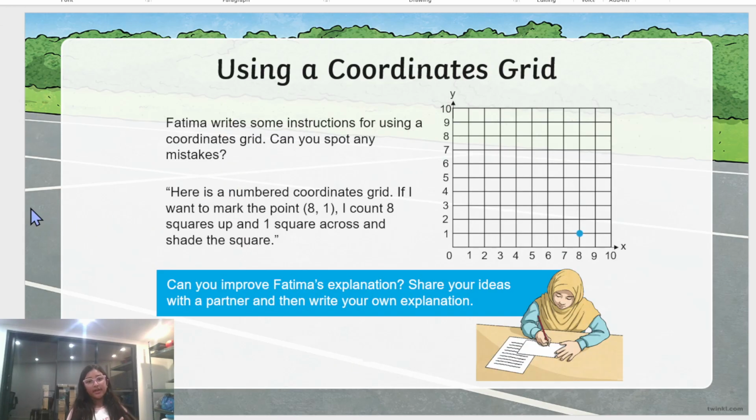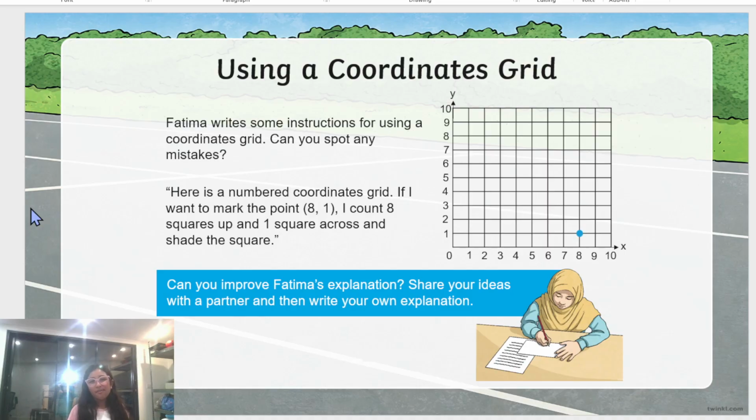Using a coordinates grid. Fatima again. Fatima writes some instructions for using a coordinates grid. Can you spot any mistakes? Here is the numbered coordinates grid. If I want to mark the point 8, 1, I count 8 squares up and 1 square across and shade the square. Can you improve Fatima's explanation? Share ideas with a partner, then write down your own explanation.